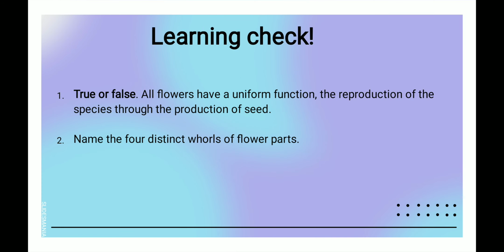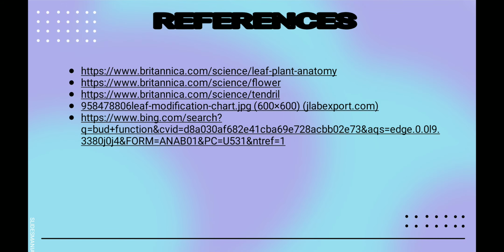Okay, so for our learning check, true or false? All flowers have uniform function, the reproduction of the species through the production of seed. Second, name the four distinct roles of flower parts. Okay, so that's our lesson for today, and these are the references. You can check the references for further readings.